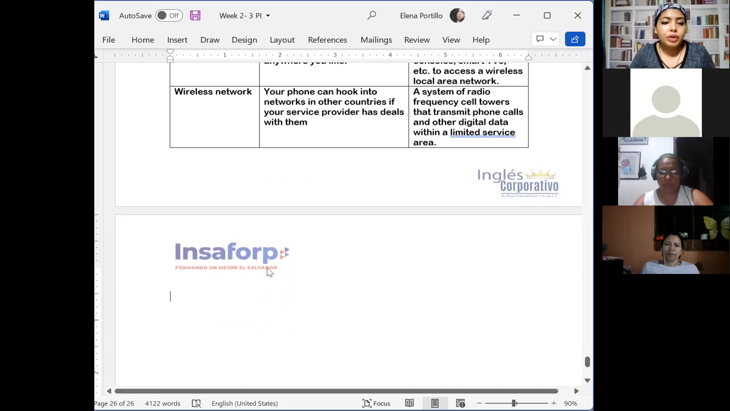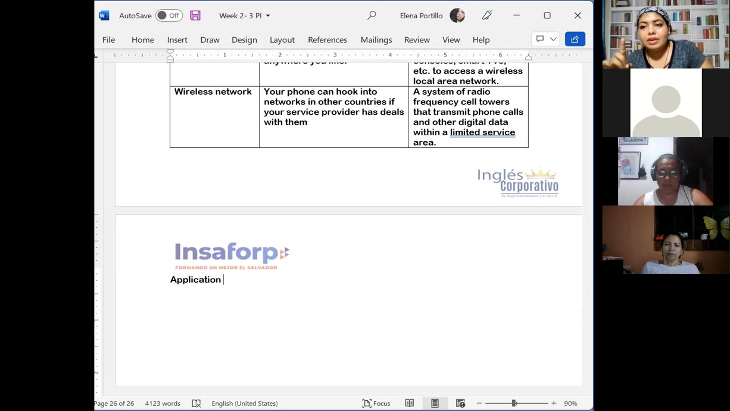So in this case, we are going to do it like this. We are going to have this one, application. We have application. Vamos a aplicar algunas de estas palabras que ya estuvimos viendo a este párrafo. So we are going to mark the vocabulary that we were learning. So we have the example here, and we are going to begin like this.